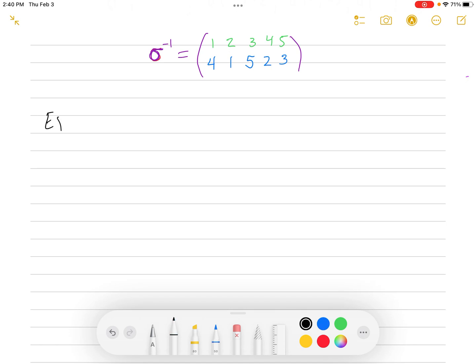Okay, let's do an exercise here. We want to decrypt something. You might hear it called decode the message. Let's say, decrypt the code.